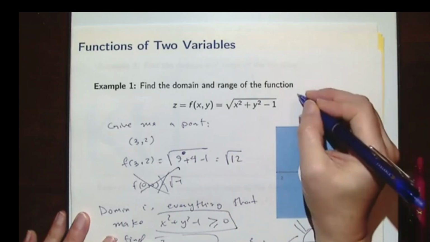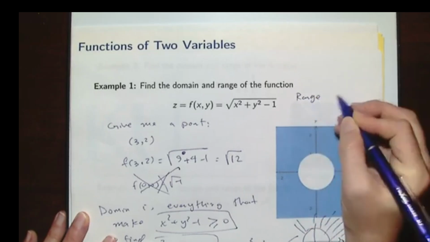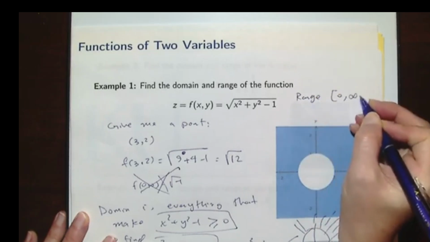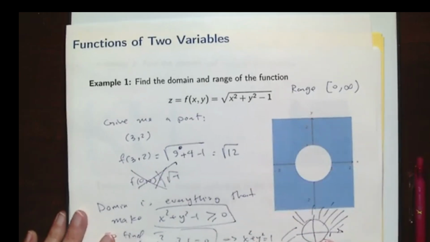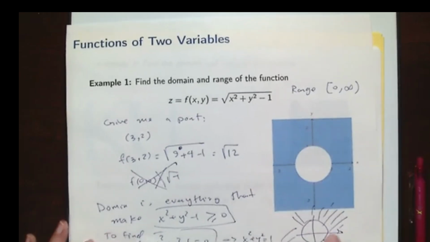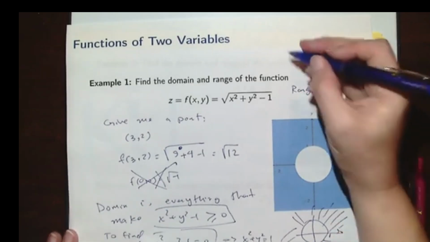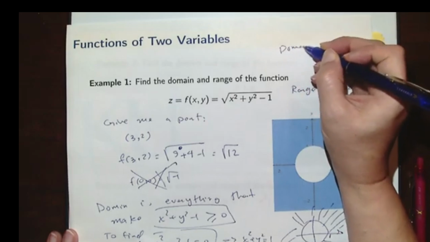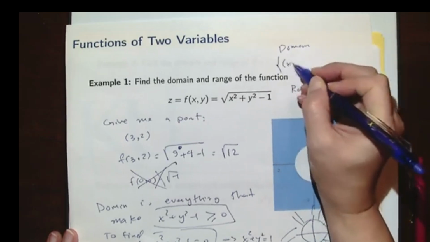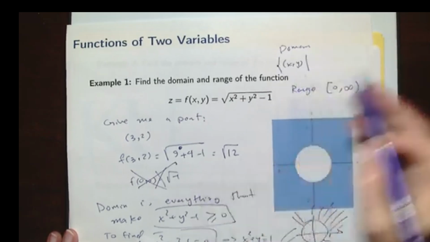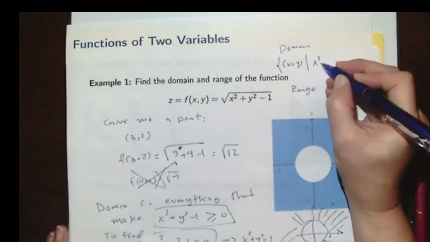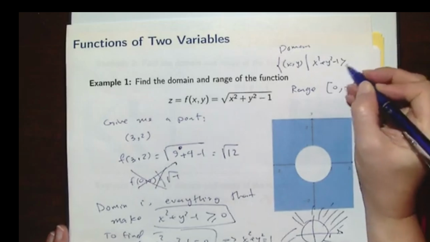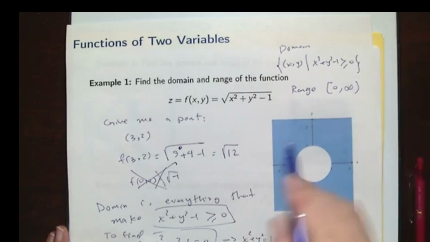Yes, so the range is 0 and infinity. That's the domain, that's the range. You can also write the domain in the format that I wrote before. I just didn't leave any space for myself. Domain also can be written as this: x and y such that x squared plus y squared minus 1 is bigger than or equal to 0. And the range is this.